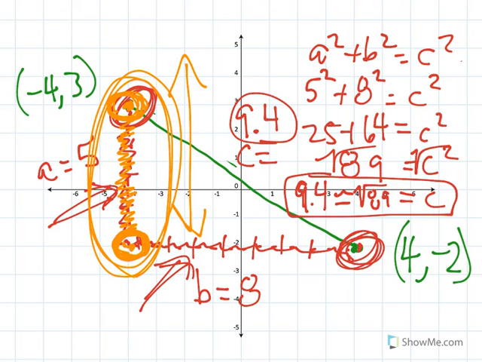Okay, I'm going to go back. And I want to look at how I found this distance over to be in line with this distance.